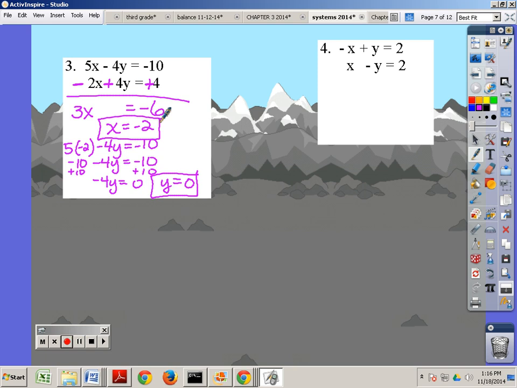Let's look at example number 4. When we add these together, negative x plus x, my x's drop out, y minus y, my y's drop out. I've got 0 left on this side. So we get 0 equals 4. So that is a false statement. So because this is false, it tells us it's a no solution.